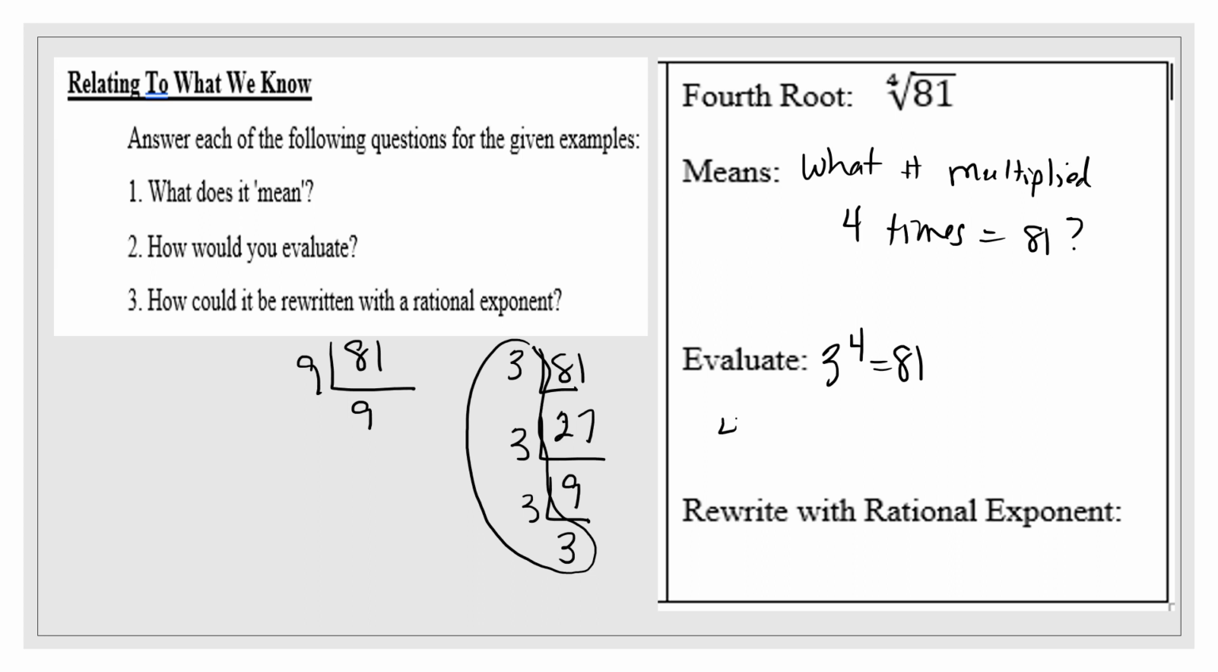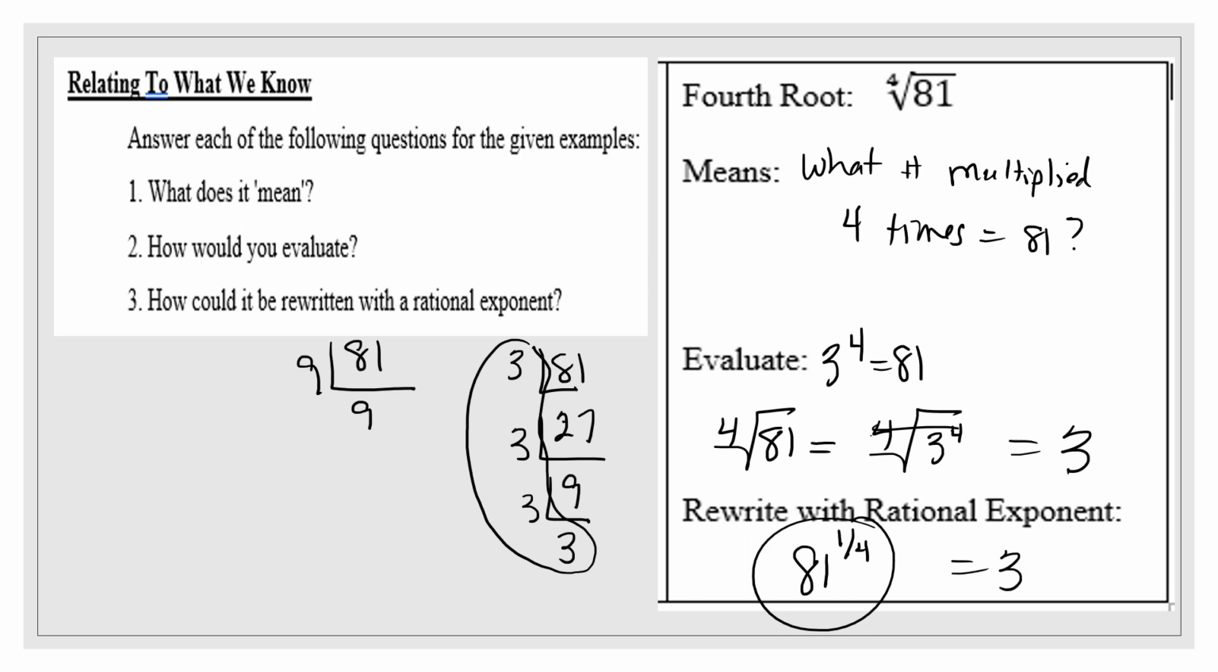All right, so if I want the 4th root of 81, I could rewrite that as the 4th root of 3 to the 4th power. The root and the power would undo, and that would just leave me with 3. And as a rational exponent, it would be 81 to the power of 1/4, which does have a value of 3. So it's 3 multiplied by itself 4 times to give me the 81.